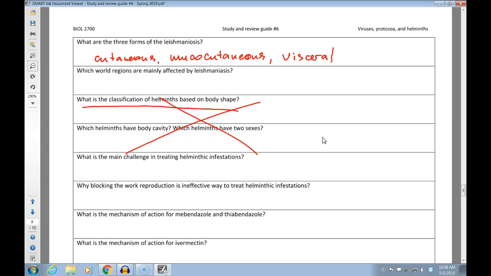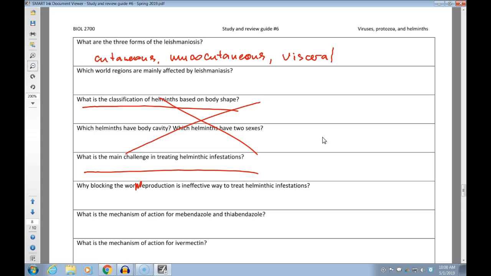Main challenge in treating helminthic infestations: helminths and humans are both eukaryotes, so toxicity is a problem. Worm reproduction, okay? The problems come from an adult worm. So even if you block reproduction, the adult worm still causes problems. This is why it's not an effective way.